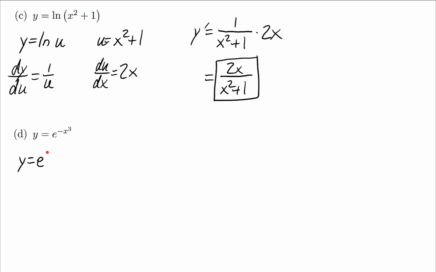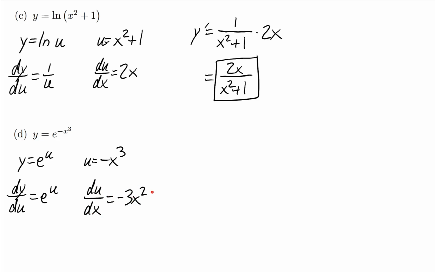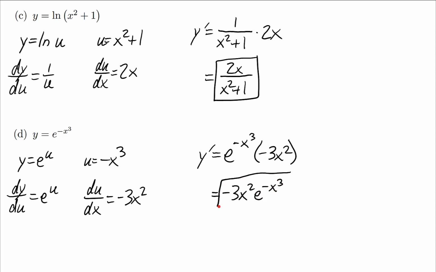The last one is going back to the e form, but this one would require the chain rule. We'll write this as e to the u, and then u would be the negative x cubed, and let's do the same thing. dy by du, the derivative of e to the u is always e to the u, and the derivative of u with respect to x would be negative 3x squared. So y prime is the derivative of the outside, e to the negative x cubed, remember I put in the u right here, times the derivative of the inside, negative 3x squared. So as a final answer, I'll write this as negative 3x squared, e to the negative x cubed. And by the way, I want to point out something. When you take the derivative of an exponential function, you will never change the exponential function. It just gets multiplied by something every single time.